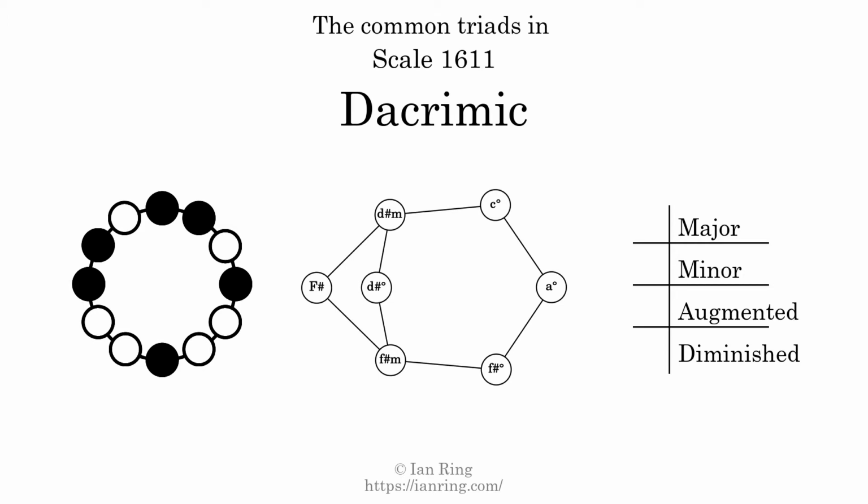The diagram in the center is a graph of parsimonious voice leading between triads. There is one major triad. There are 2 minor triads. There are no augmented triads. There are 4 diminished triads. Here is a Hamiltonian path of parsimonious voice leading that uses all the triads.